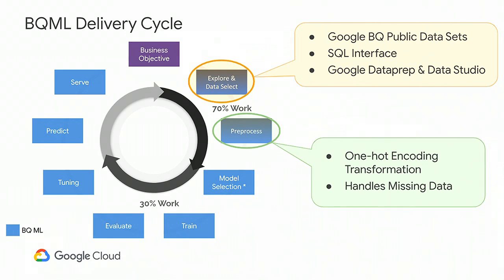So it won't solve all the pre-processing and data selection steps, but there's a lot of great things that make that process easier in the Google ecosystem and with BQML. And then the rest of the cycle, BQML can handle a lot of this. So model selection, Sara hit on, they're coming out with more and more models every day. And then the train, evaluate, tune, predict, and serve, that is all done through BQML.